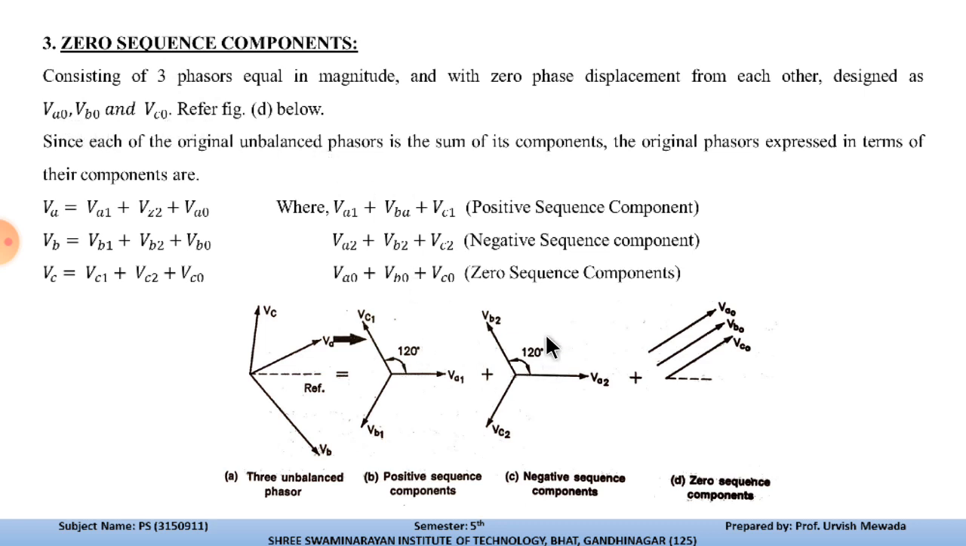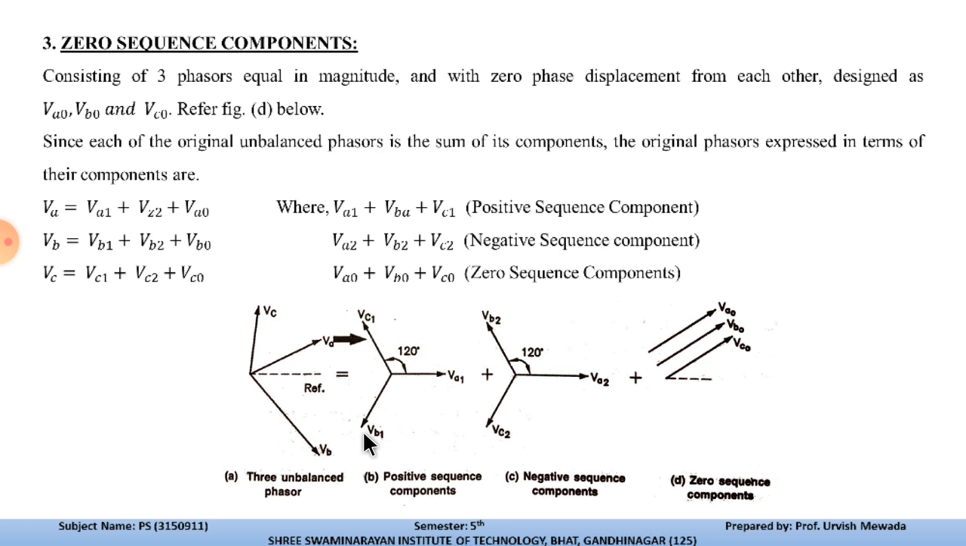So let us see this diagram. So these are the three unbalanced phasors. There is no equal phase distribution between each other. This is VC, this is VA, and this is VB, and this is the reference line. So there is no equal angle distribution between each other. First is the positive sequence component of this three unbalanced phasor system. This is the reference on which we have taken VA1. After VA1, 120 degrees from VA1, we have VC1, and then 120 degrees further we have VB1. So VA1, VC1 and VB1.